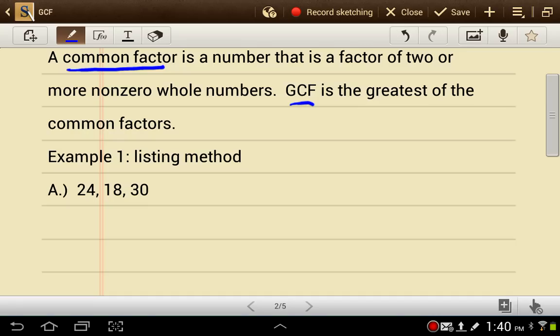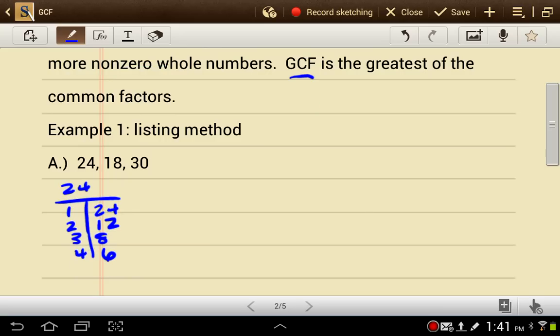So first thing I'm going to do is list the factors of 24, and I'm going to use a table to list them. So I'm going to do 1 times 24, and then 2 times 12, and 3 times 8, and 4 times 6. So those are my factors listed: 1, 2, 3, 4, 6, 8, 12, 24. Oops, sorry about that. And then I am going to do the same thing for 18.